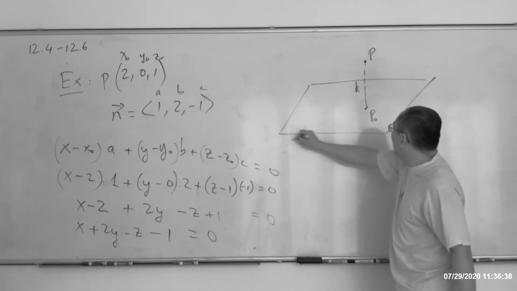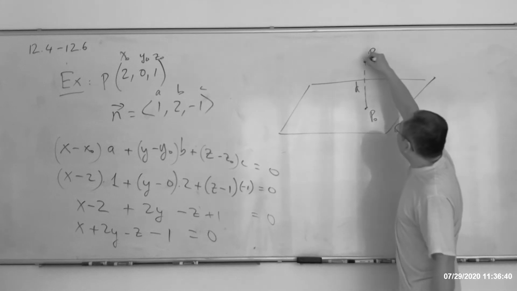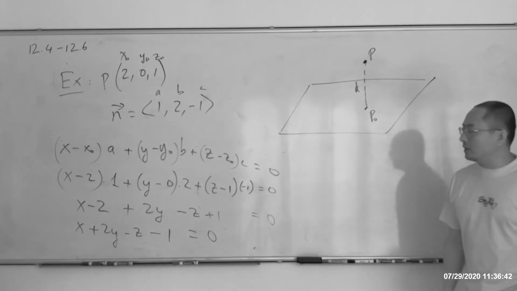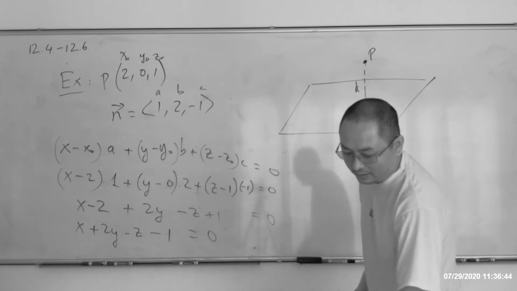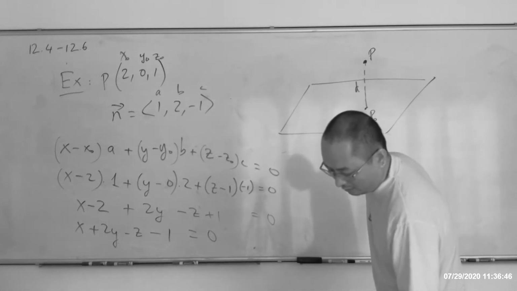What you know is the equation of the plane, and you know the point P right here. How do you find the distance? Here comes the formula. Let me just copy the formula down for you first.